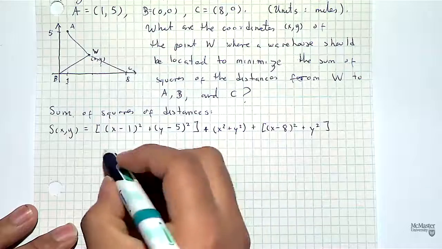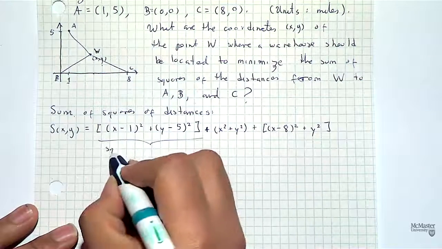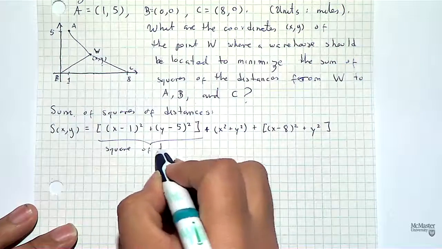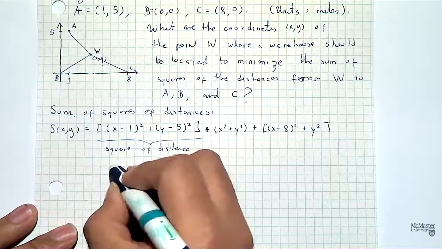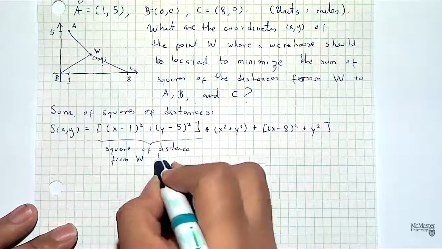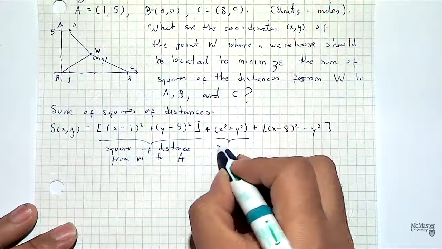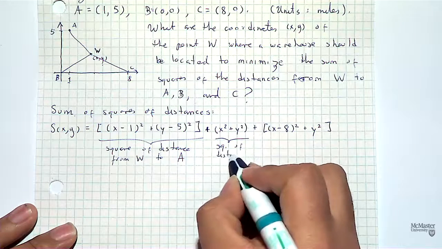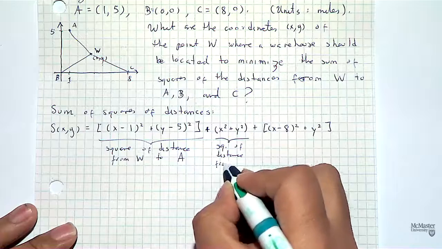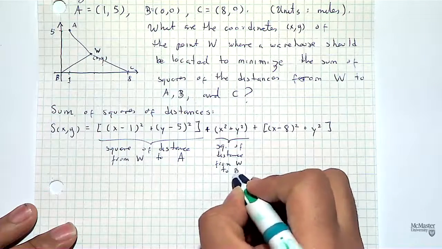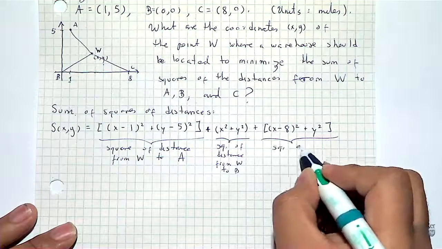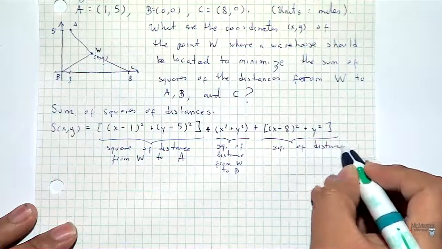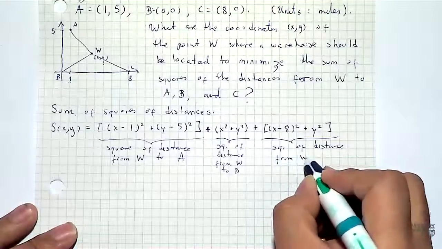So, well, this is just the square of the distance from W to A, the square of the distance from W to B, and this is the square of the distance from W to C.